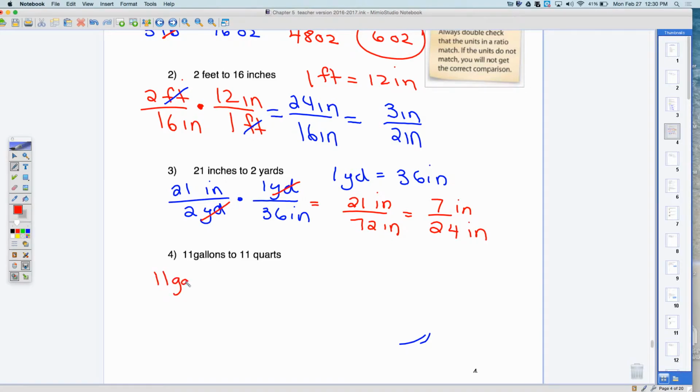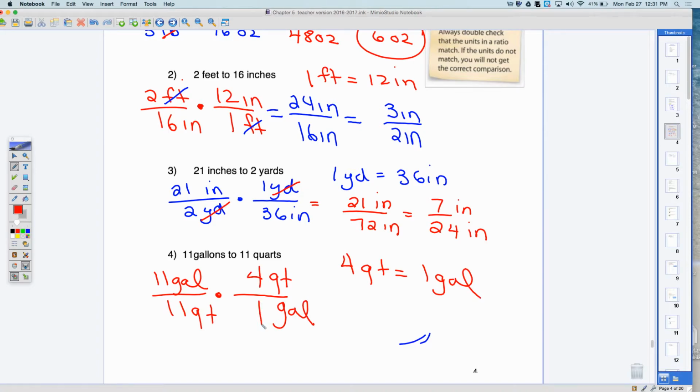Number 4 is 11 gallons to 11 quarts. So start by writing 11 gallons over 11 quarts. We can multiply and we can put on our fraction bar. Make sure you cross cancel your units. So quarts should be in the numerator and gallons in the denominator. And 4 quarts is equal to 1 gallon. So we can put the 4 next to the quarts, the 1 in the denominator next to the gallons. Look for the value that's across from 1, and that's your quarts. So we are canceling out the gallons, keeping quarts. So when we multiply, we get 44 quarts over 11 quarts, which is equal to 4 quarts over 1 quart.